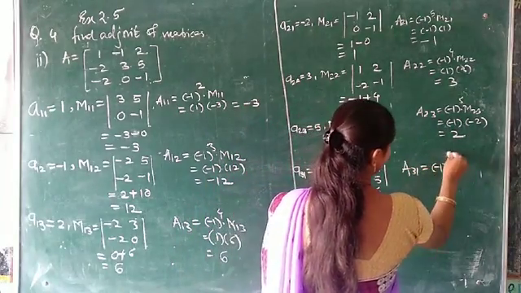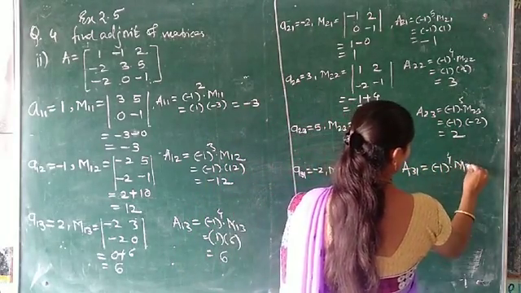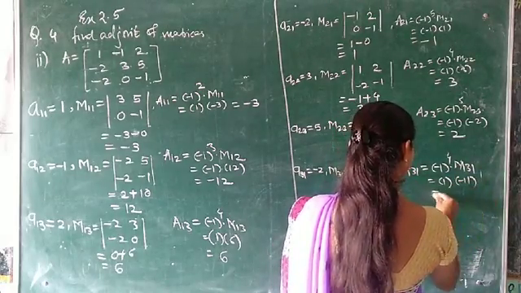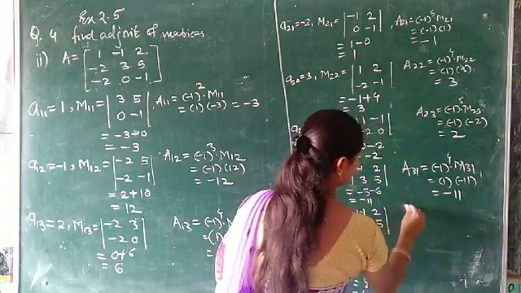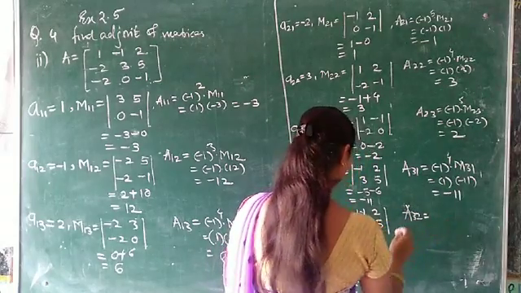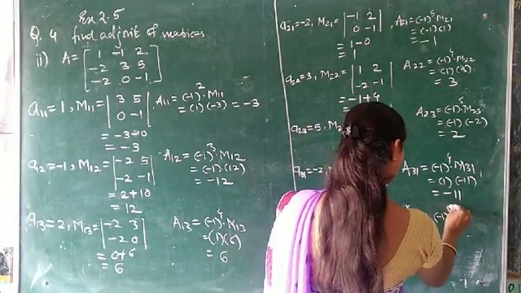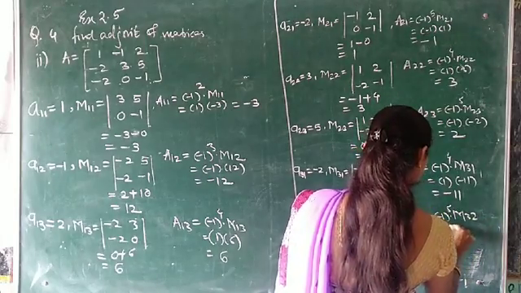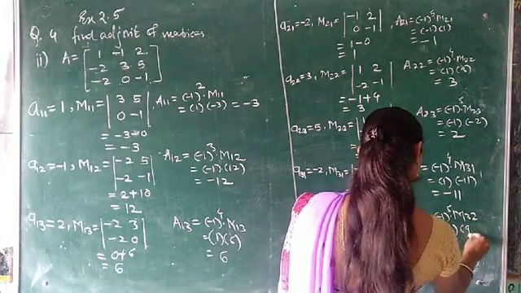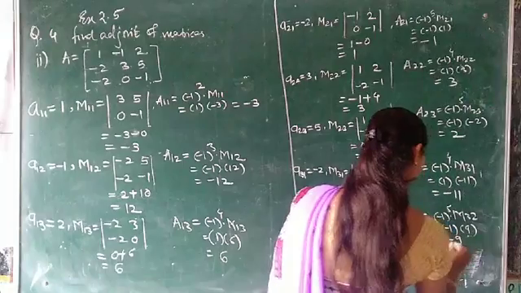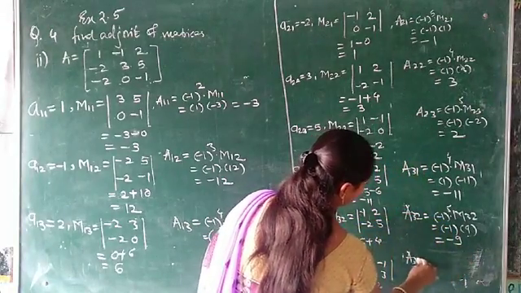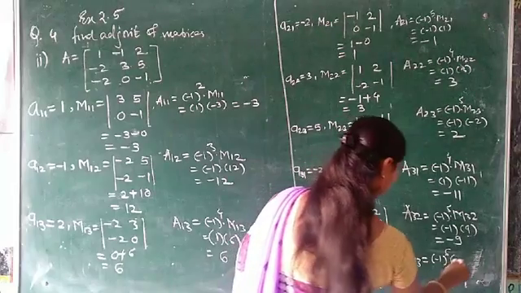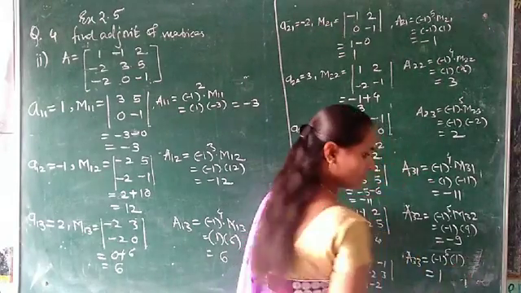A31 is minus 1 raised to 4 into M31. It is plus 1, and M31 is minus 11, so it is minus 11. A32 is minus 1 raised to 5 into M32. Minus 1 raised to 5 is minus 1, and M32 is 9, so it is equal to minus 9. A33 is minus 1 raised to 6 into M33, which is 1, so it is equal to 1.